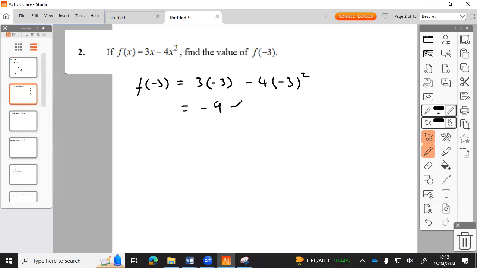936. And that is worth 2 marks. Okay, so you get a mark for substituting correctly, and you get a mark for the final answer. Everyone comfortable with that?